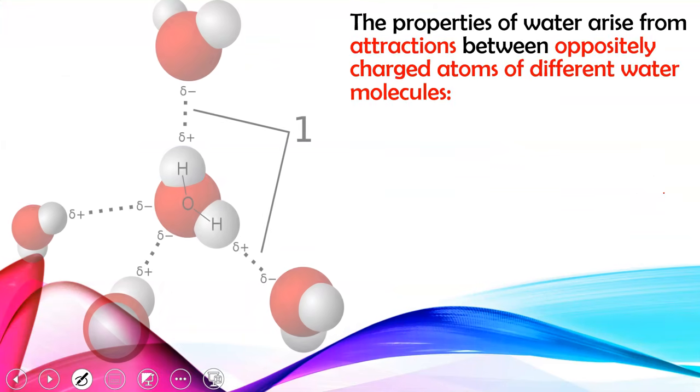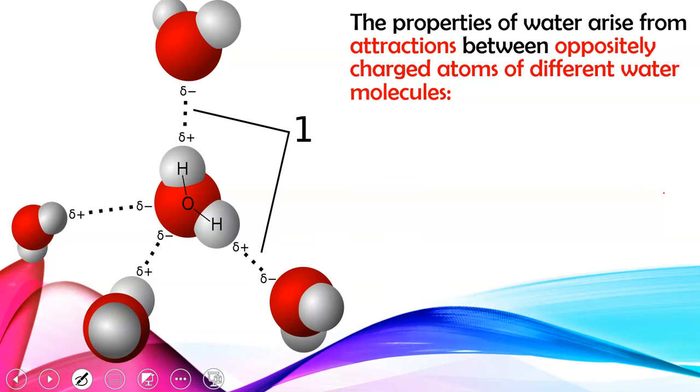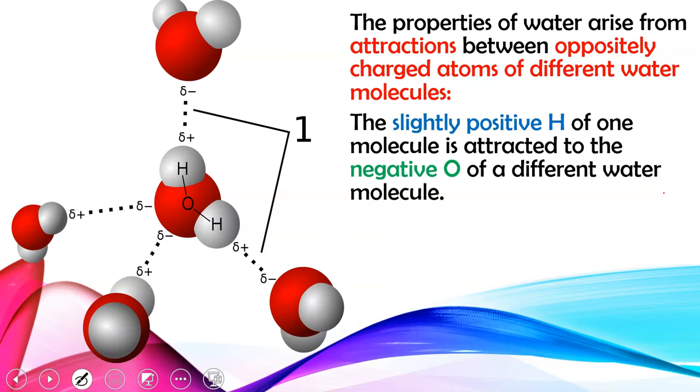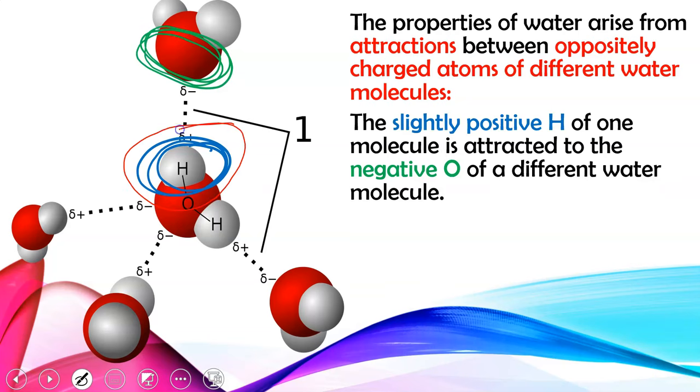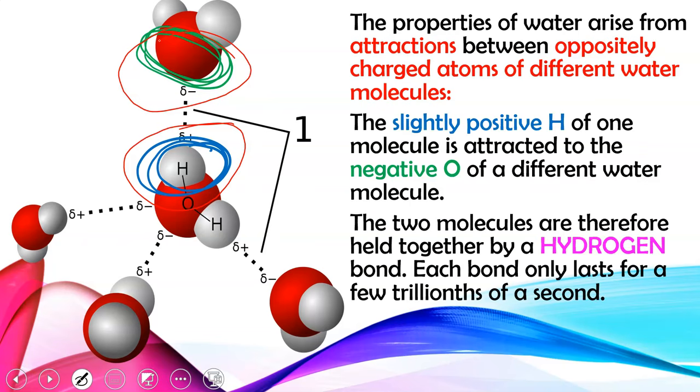So now when we look at those slightly positive and slightly negative sections of a water molecule, we can see how they interact with other water molecules. So here in blue, you have the slightly positive hydrogen, and then in green, you have your slightly negative oxygen. It is that attraction between these two molecules, the slightly positive hydrogen and the slightly negative oxygen, that we call a hydrogen bond. So this one is pointing to the hydrogen bonds we have here.